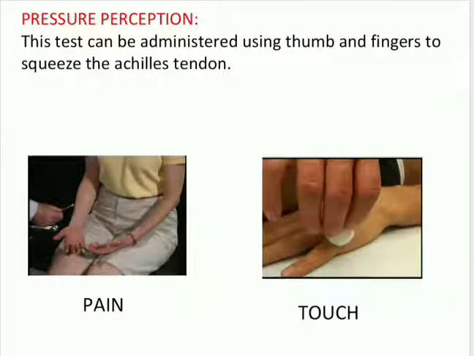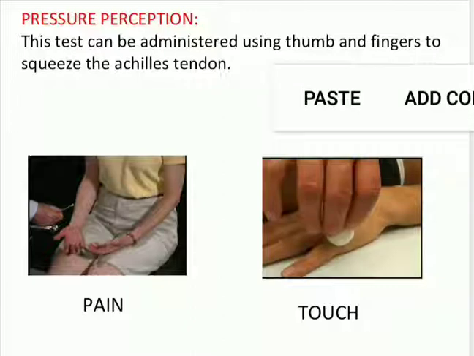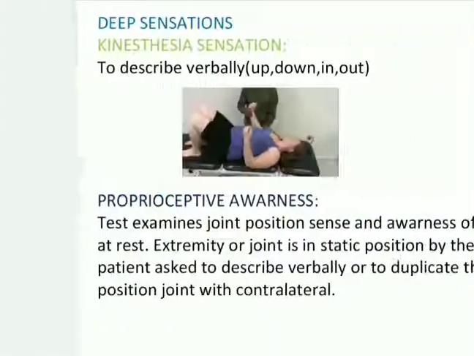And pressure perception. For pressure perception, use the therapist's fingertip, or you can take the end of the knee hammer and give some pressure to the skin, so that the patient perceives the pressure. This picture shows pain testing, and touch awareness with the help of a cotton swab.